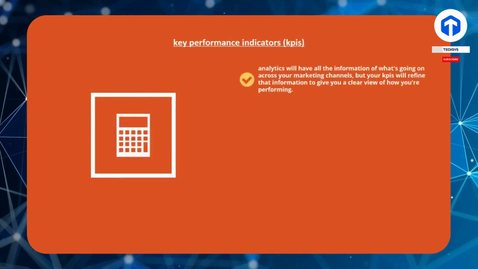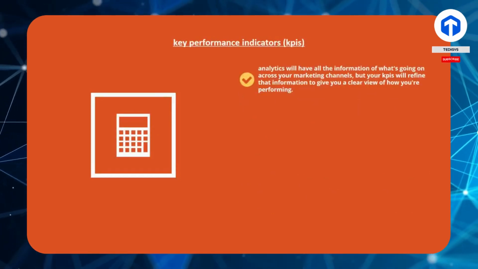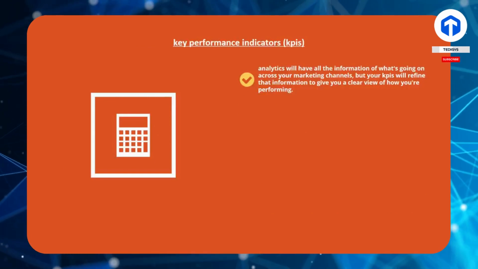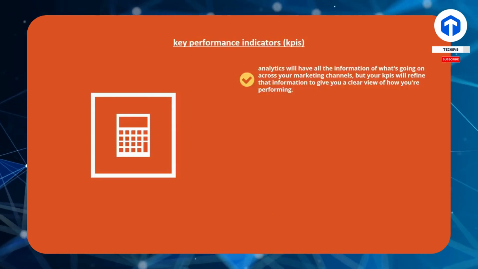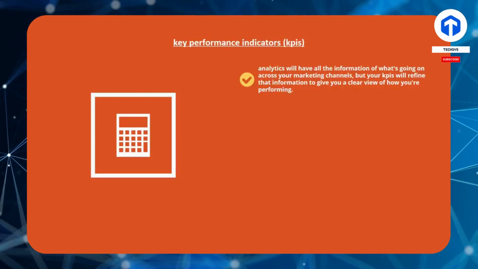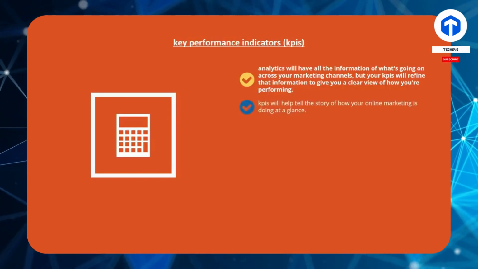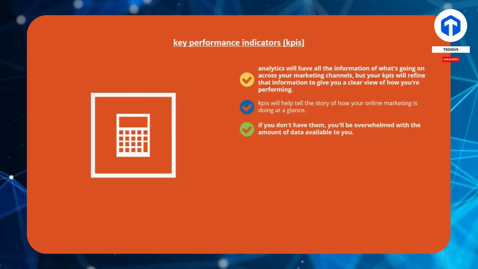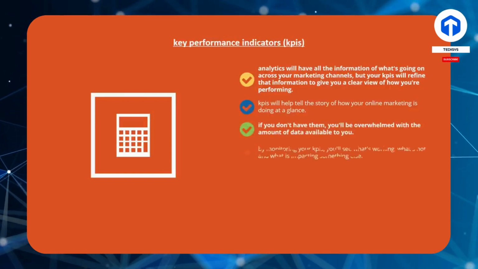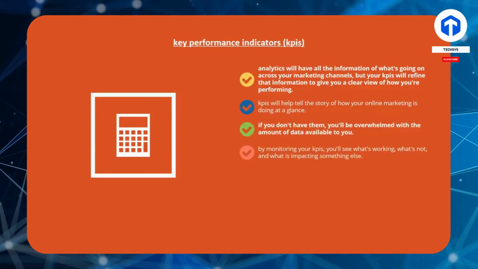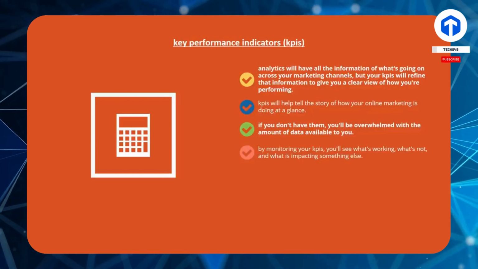Your analytics will have all the information of what's going on across your marketing channels, but your KPIs will refine that information to give you a clear view of how you're performing. The KPIs will help tell the story of how your online marketing is doing at a glance. If you don't have them, you'll be overwhelmed with the amount of data available to you. By monitoring your KPIs, you'll see what's working, what's not, and what is impacting something else.